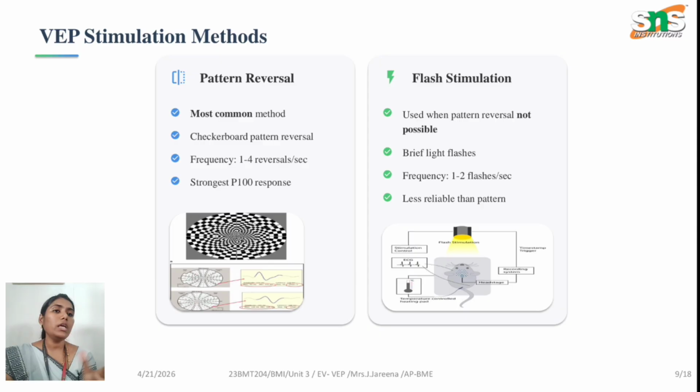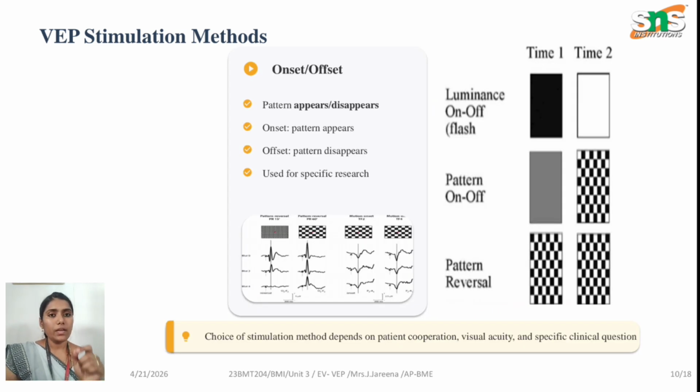So it is mainly recommended for infants or elderly, very old people. For some sorts of people we can go with flash stimulation. So we will be giving brief light flashes, and we will be recording the response to those brief light flashes. Okay. But the thing is that it is much less reliable than pattern.